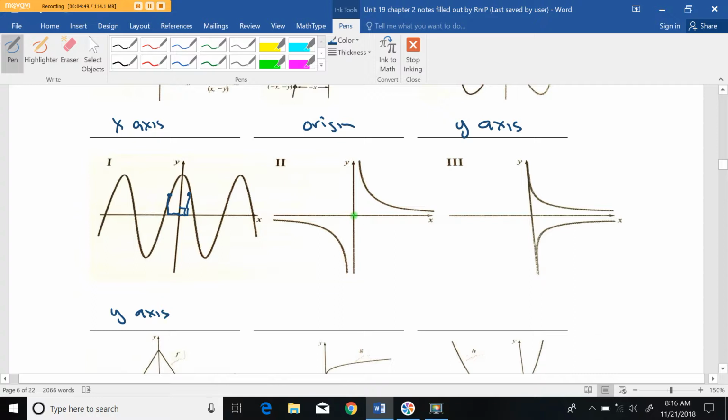Take a look at this one. Here's the point (A, B). And you notice that (minus A, minus B) is on there. Same distance left and down, so this one is symmetric about the origin.